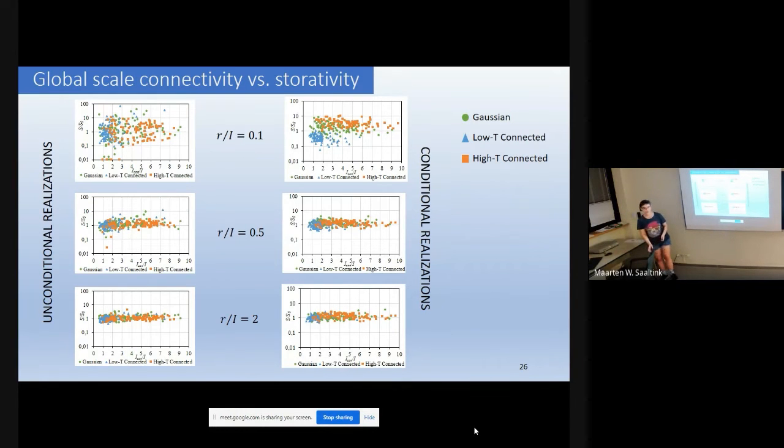Here we compare the global scale connectivity with storativity. The variance in the estimates of storativity decreases with distance, and conditional ones are over equal 0.1. We see that low T ones have smaller values than the high T ones.